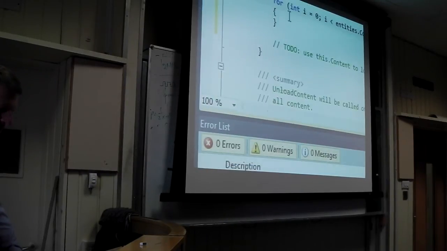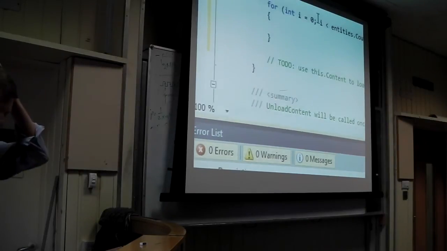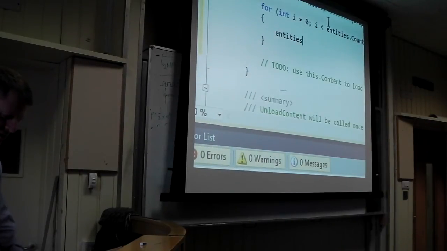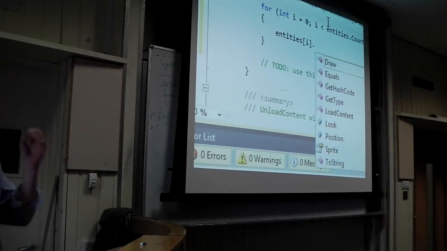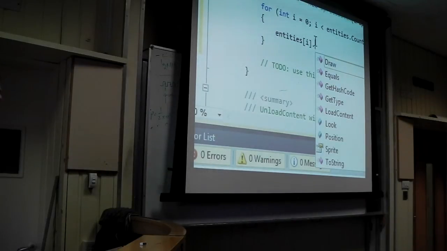And then to get something out of it, same as with an array, you can go entities[i], like that, as if it was an array, but it's not actually an array. But you're used to this, I guess, from first year, hopefully, this square bracket notation, yeah? Does everybody remember this from using arrays in first year? So that just gets the array at element number i.